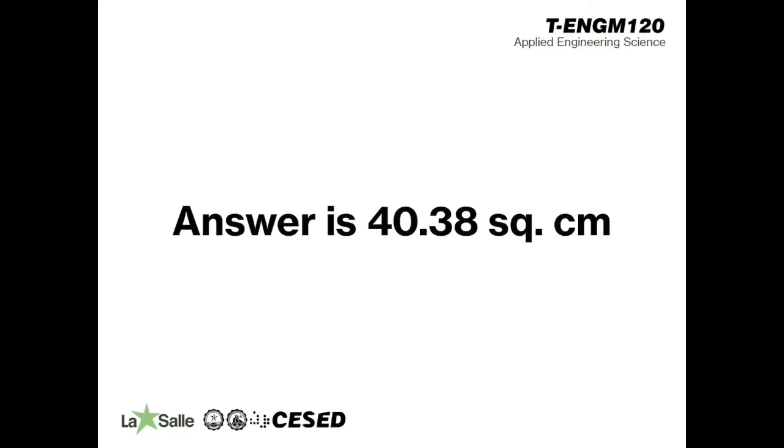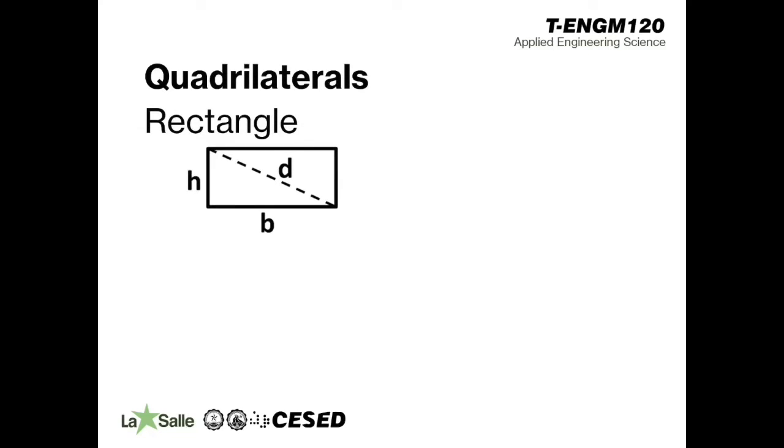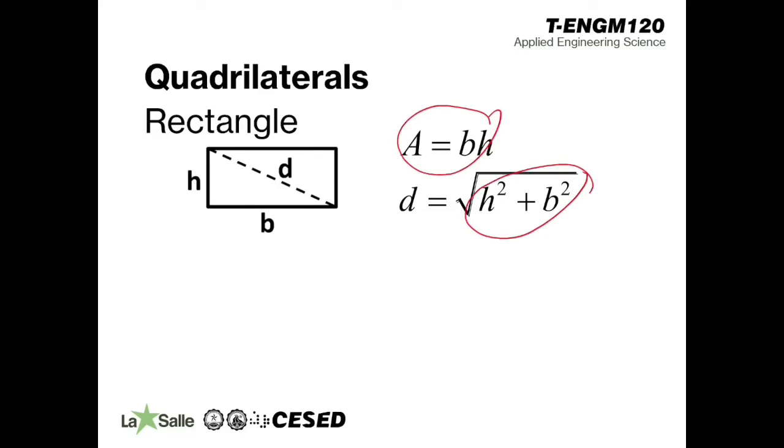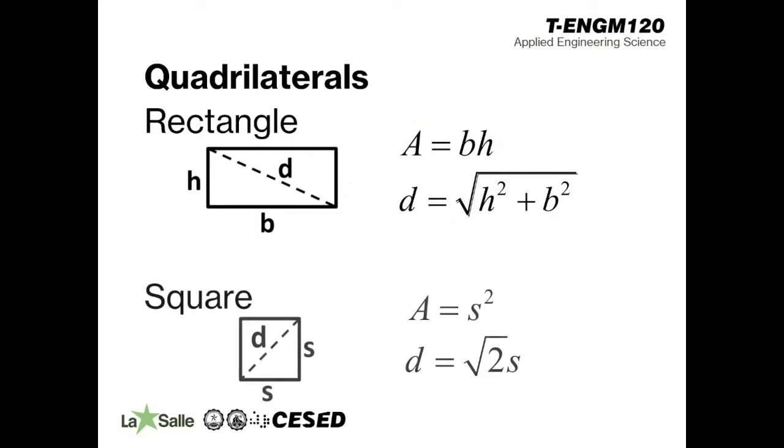Okay. Next, let's talk about quadrilaterals. I think nabanggit ko na 'tong quadrilaterals on some portion sa pagkuha natin ng volume last time sa classroom. So, pag rectangle, area equals base times height. Yung diagonal niya is square root of height squared plus base squared. Then we have the square. Napakasimple. Area is s squared or length times width. Since s naman yan, same variable. And the diagonal is square root of 2 times s.